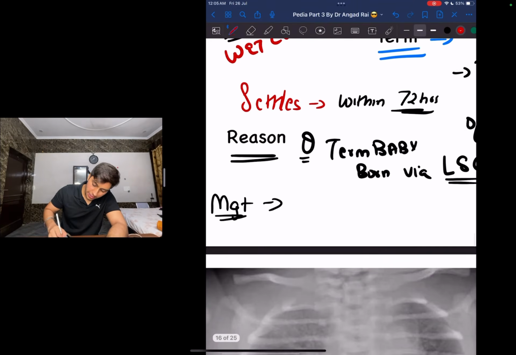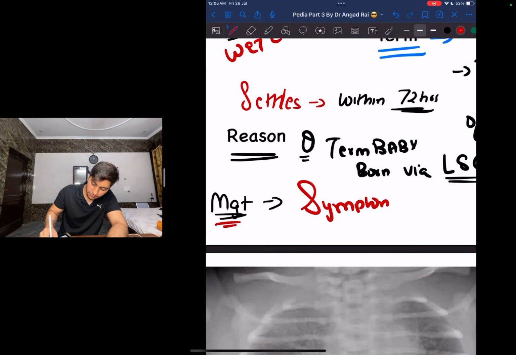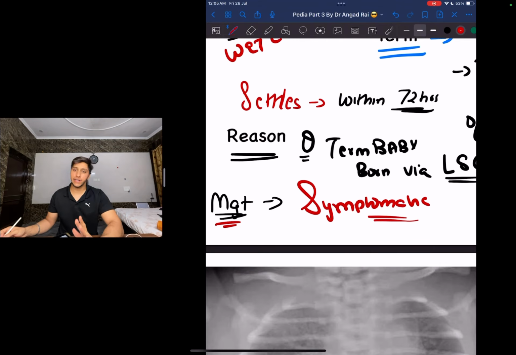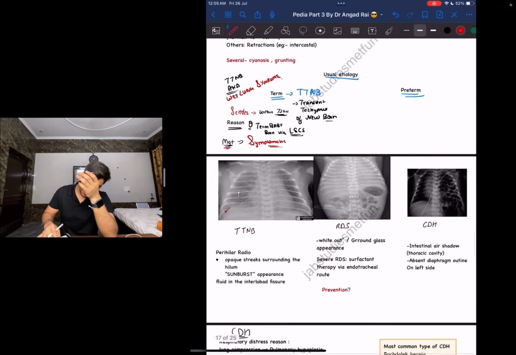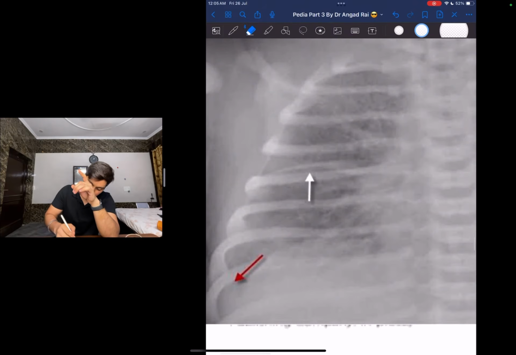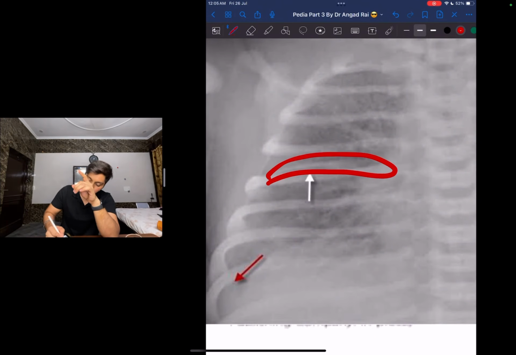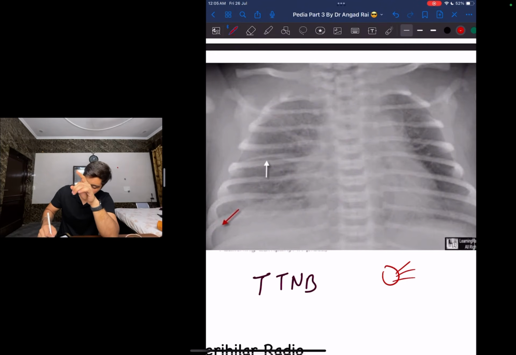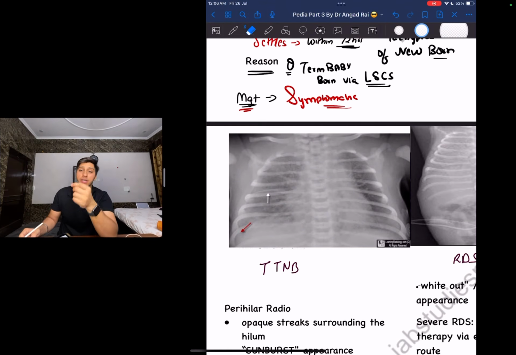But the best part is that management is only symptomatic. Everything will be all right. Symptomatic treatment. All right. Now over here, guys, you have to see the X-ray of TTNB. Here the fluid gets collected in the perilobar fissures. See this, it is marked with the arrow. There is perilobar fissure, and fluids are getting filled. Next thing you have to see is that, like a sun, there is a sunburst appearance, and you can see it in this picture over here. So there are two things: the perilobar fissure gets fluid filled, and then there is a sunburst appearance.